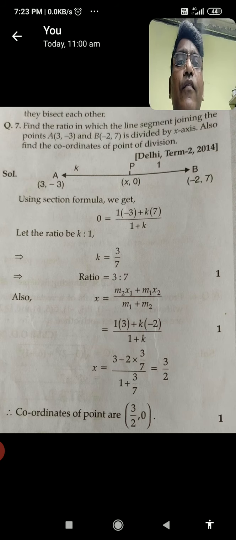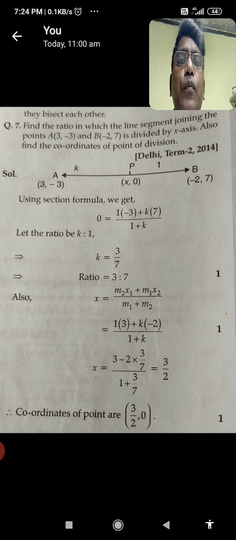So here the y coordinate is 0. In the section formula, the y coordinate is (m1 y2 + m2 y1) upon (m1 + m2). So substitute y1 = -3, y2 = 7, m1 is 1, m2 is k. Whenever the ratio is not given, you can always take k:1, like the example given in the textbook, which I explained in the exercise videos clearly. So here m1 is k, m2 is 1.